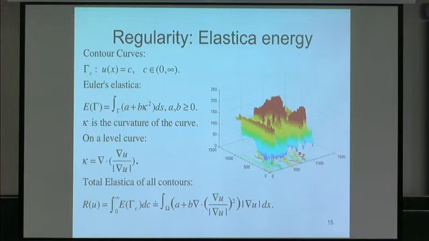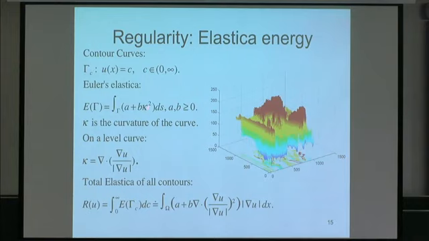A curve that is oscillatory will have a high length. But a curve with a smaller length may not be oscillatory, and yet may not be smooth. So if you want smoothness of the curve, we come to the Elastica. For an arbitrary level curve u(x) equal to c, the Elastica energy is the integral over the curve gamma_c of a plus b times curvature squared ds. If a, b equal 0, this is length, and the curvature squared measures the bending energy. So this is another way to measure the regularity of curves.